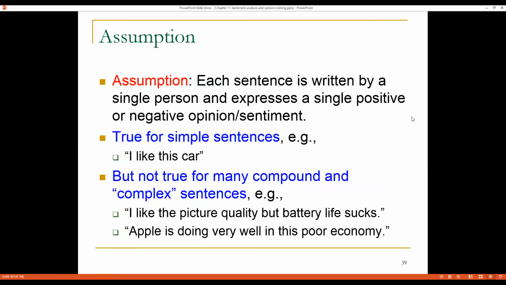Again, there is the assumption that each sentence is written by a single person and expresses a single positive or negative opinion or sentiment. True for simple sentences, like "I like this car," but not true for many compound and complex sentences. "I like the picture quality, but battery life sucks." "Apple is doing very well in this poor economy."